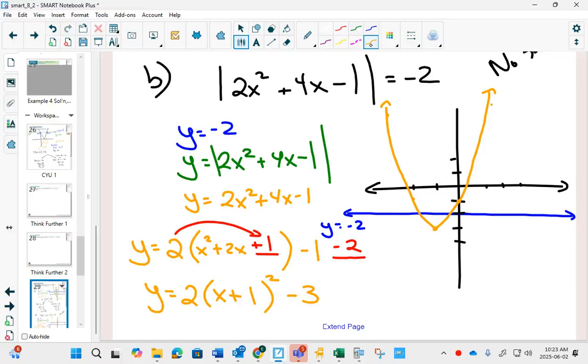Then based on that, my green graph, this would stay the same, this would stay the same, this would get flipped up to 3. You'd have to do all that work and then say, where does the green graph and the blue graph intersect? They don't. So no solution.